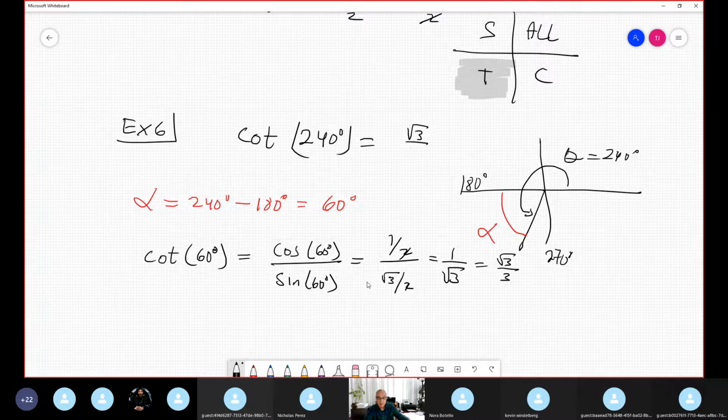And what about the sign? What about the sign of cotangent? This is the value, radical 3 over 3. But the sign, I need to understand the sign. The sign is positive or negative?